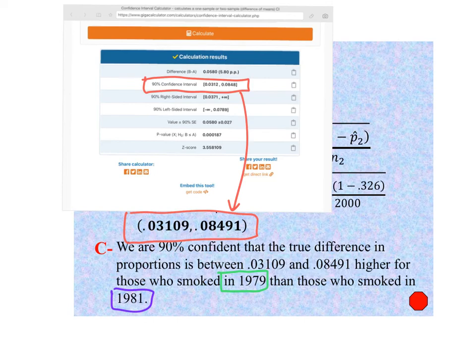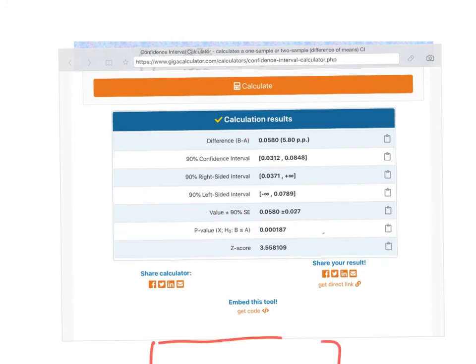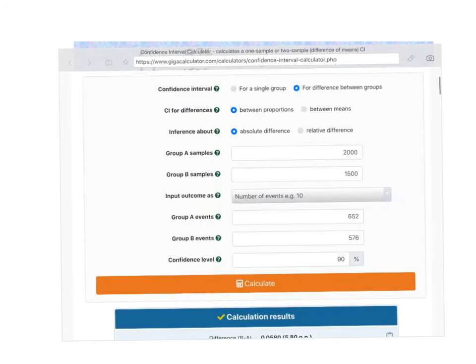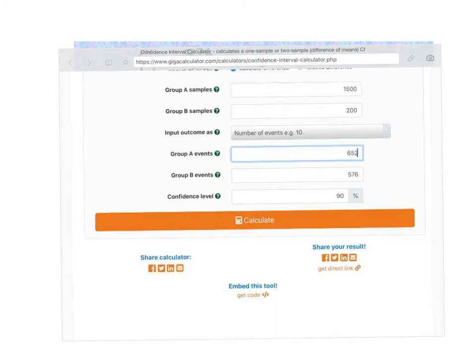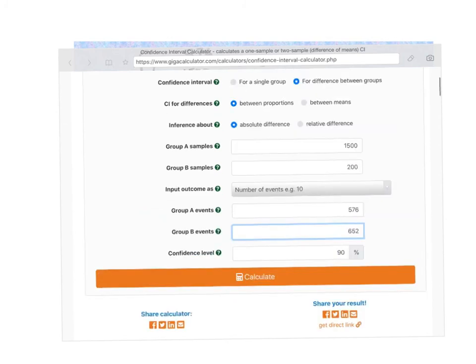And one last thing that I want to show is on this website. Let's say I would have put the values differently, okay? So let's say I switch these up. I put 1500 first and 2000 second. And so that changes this to 576. This one changes to 652. All I'm doing is changing the order of the values the way I put them, right?